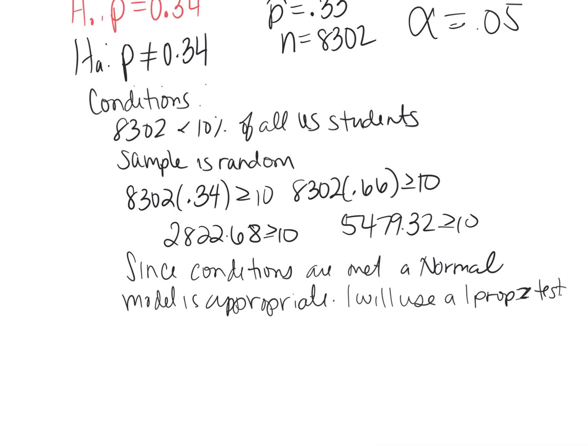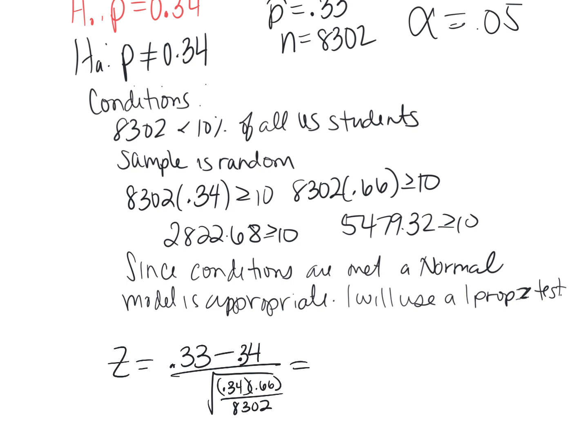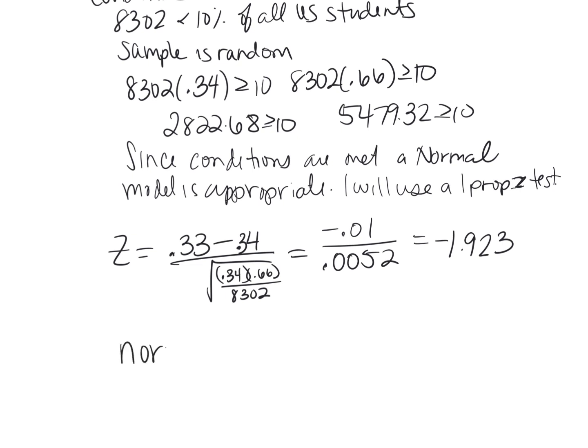So calculate our z-score. Our p hat, 0.33, minus our p naught. Remember that the hypothesis is always what we subtract. So it's our sample minus the hypothesis, and we're using 0.34, 0.66 over 8302. Remember that you are using your hypothesized proportion. That's what we believe is true until proven otherwise. So let me get that real quick. The square root of 0.34 times 0.66 divided by 8302 is 0.0052 over negative 0.01. And then I got negative 1.923. And then we do normal CDF.